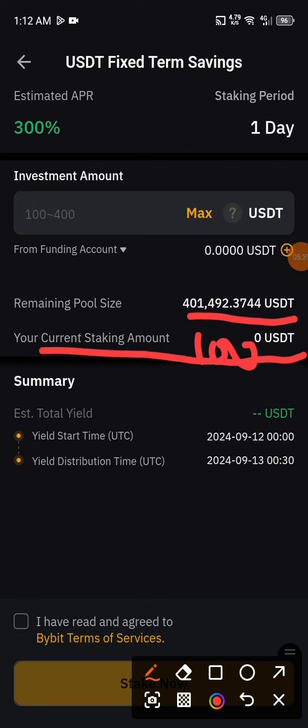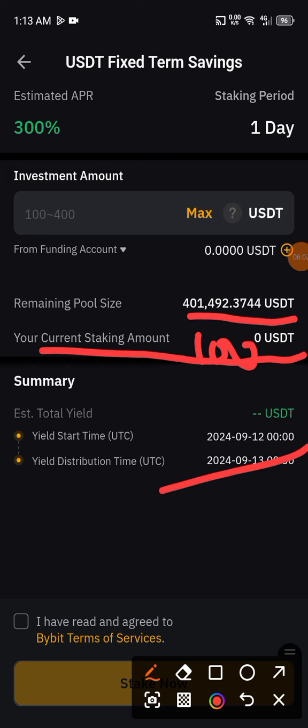The estimated yield has begun already, and the yield distribution time in UTC will be on the 13th, which is just one day, from September 12th to September 13th. So you can just dive into that now and earn what is rightfully yours.